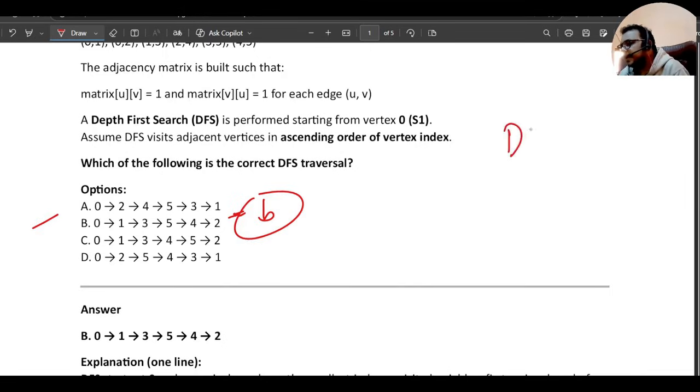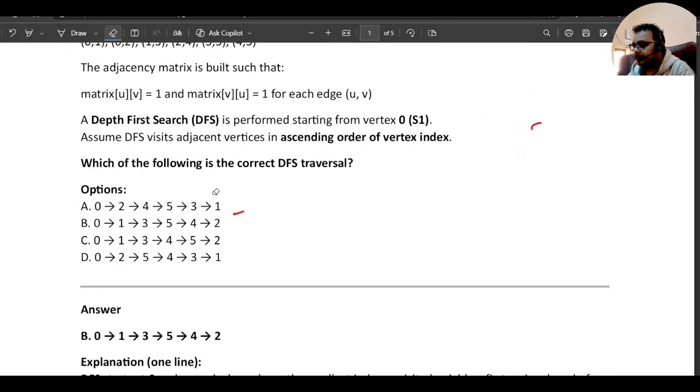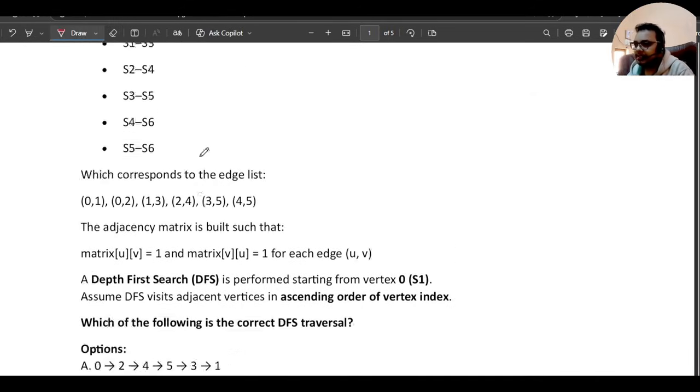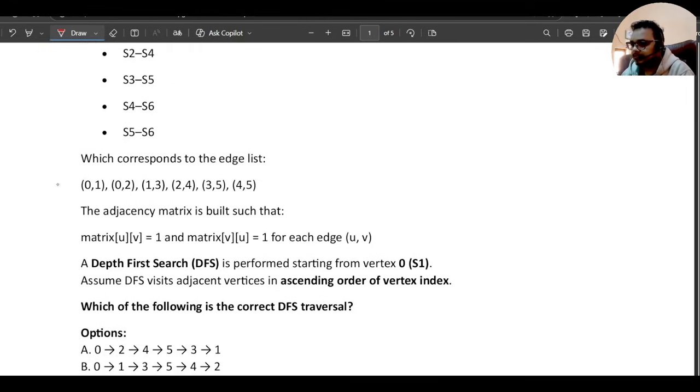DFS and BFS traversal, they are asking a lot. Now let's talk about how to solve it in 1 minute. First of all, just see some basic details: the graph is undirected, with 6 vertices. See this one, this is very important. The corresponding adjacency list is already given, and we perform the DFS starting from vertex 0. These are the basic details, and the order is ascending.